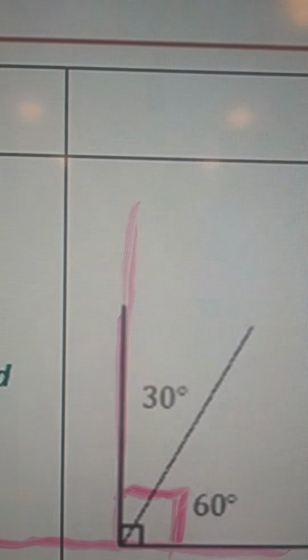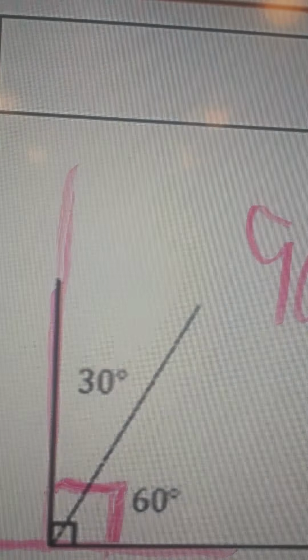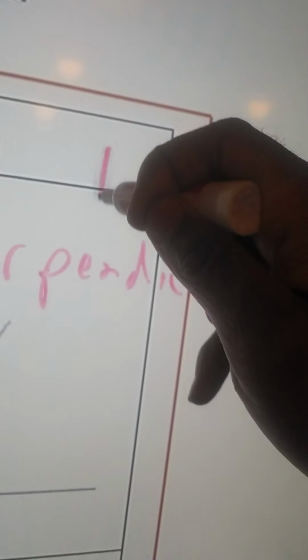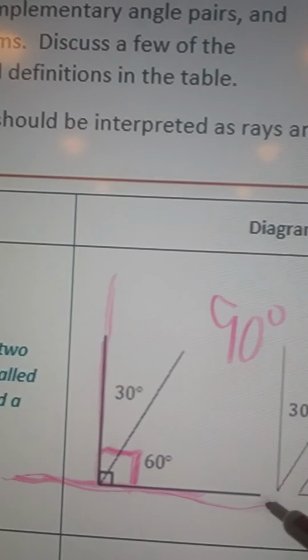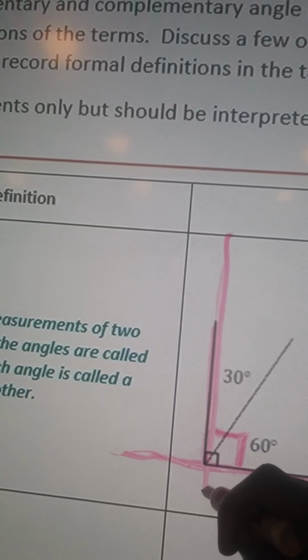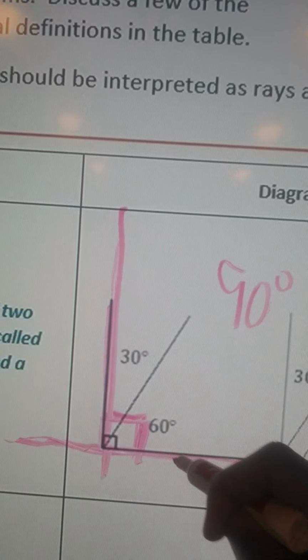Whenever you see a 90 degree symbol, that means this line has been bisected, remember, by this line perpendicularly. Perpendicular means 90 degrees. Perpendicular. Bisect. Perpendicularly, okay? This line here has been bisected by this line perpendicularly. That means at a 90 degree angle.